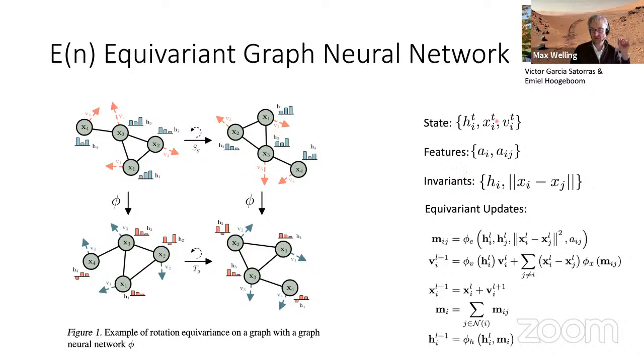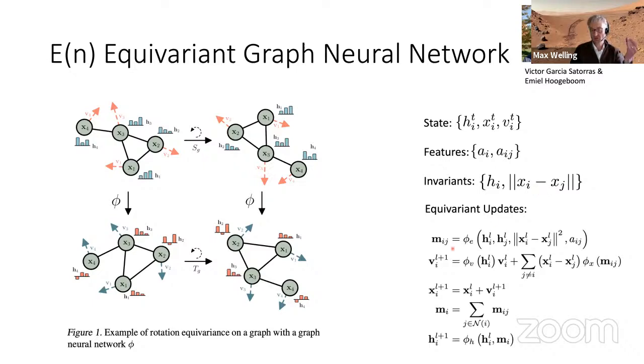So first of all, the state of the system is defined by these scalar features H on every node, the position features X on every node, and the force or velocity or whatever vectors V on every node. Then there are fixed features like atom number, interaction type, etc. The invariants of the problem that don't transform under rotations are these invariant features H, and the distances xi minus xj. Those things, if I rotate, the norm doesn't change.